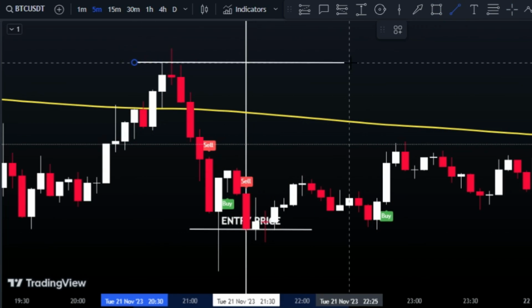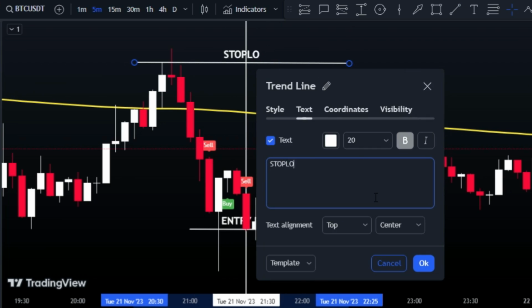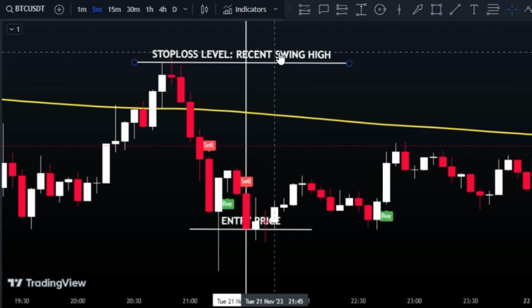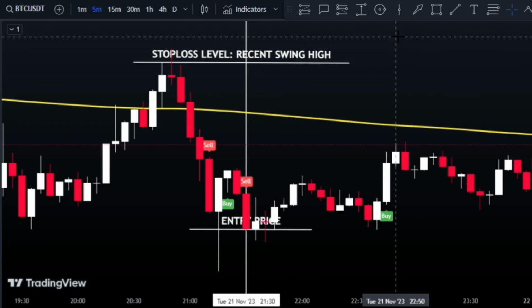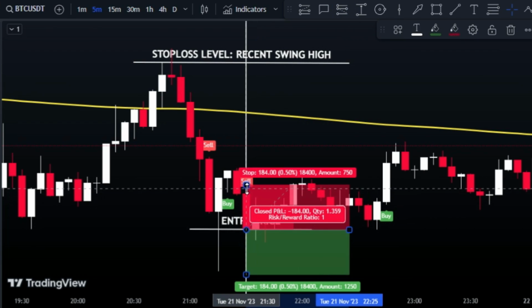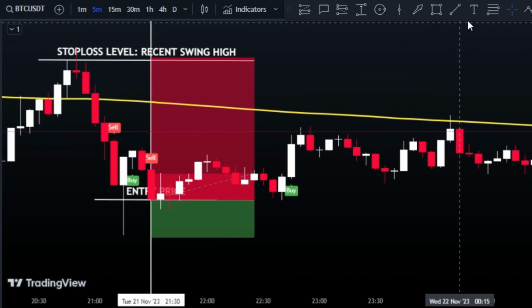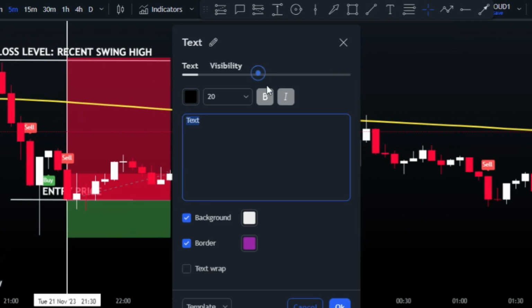Don't forget, once in your trade, safely place your stop loss above the recent swing high to cap your potential loss. And for exiting a profitable trade, aim for the risk-reward ratio of 1 to 1.5.